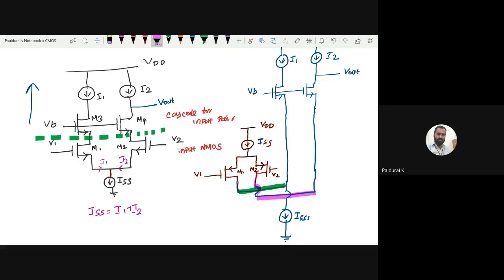I used pink color. For that, let me extract this. Here you want to connect one additional current source to provide biasing. Let me call this ISS2. This is the folded version. Understood? If you understand the concept, it will be interesting. If not, it will be like pulling your hair out.